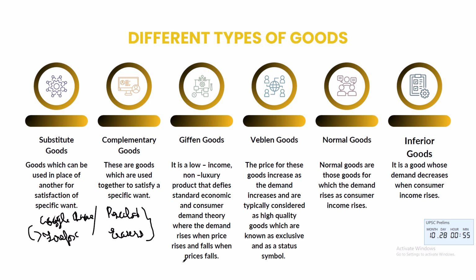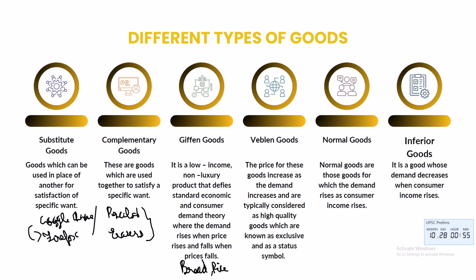We can call bread an example. Demand rises when prices rise and falls when prices fall. Rice is an example of Giffen goods.